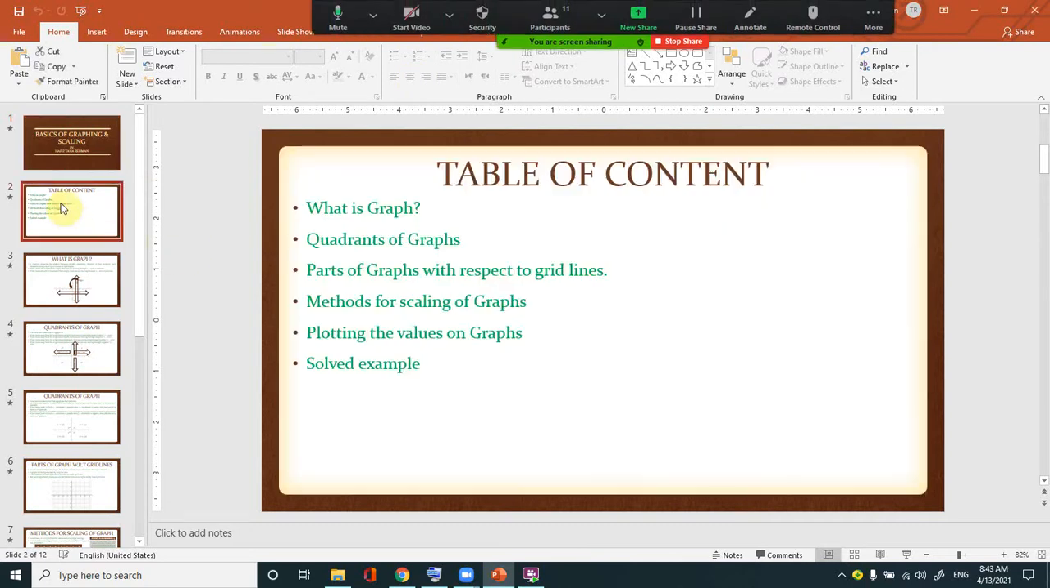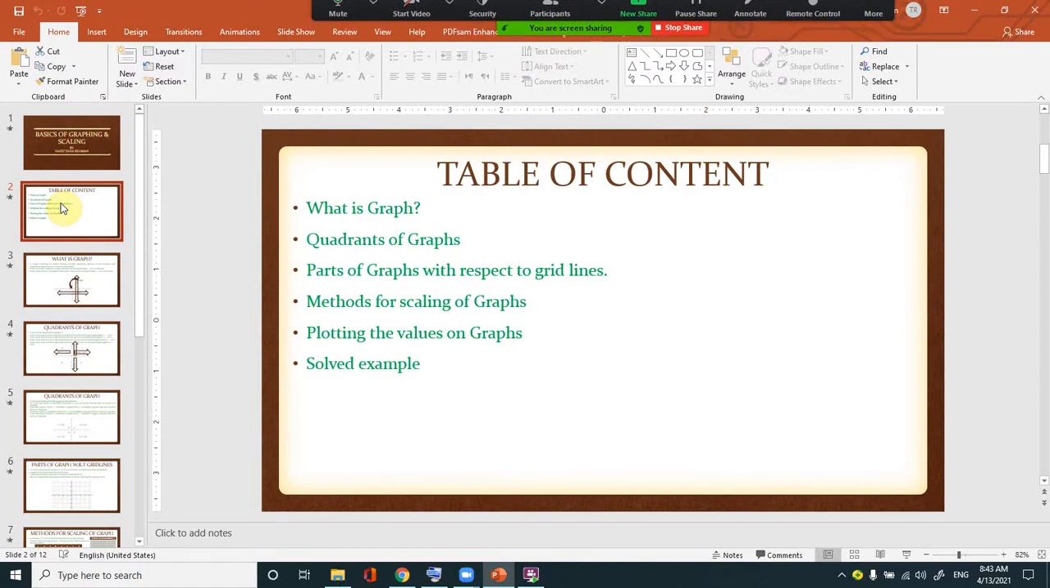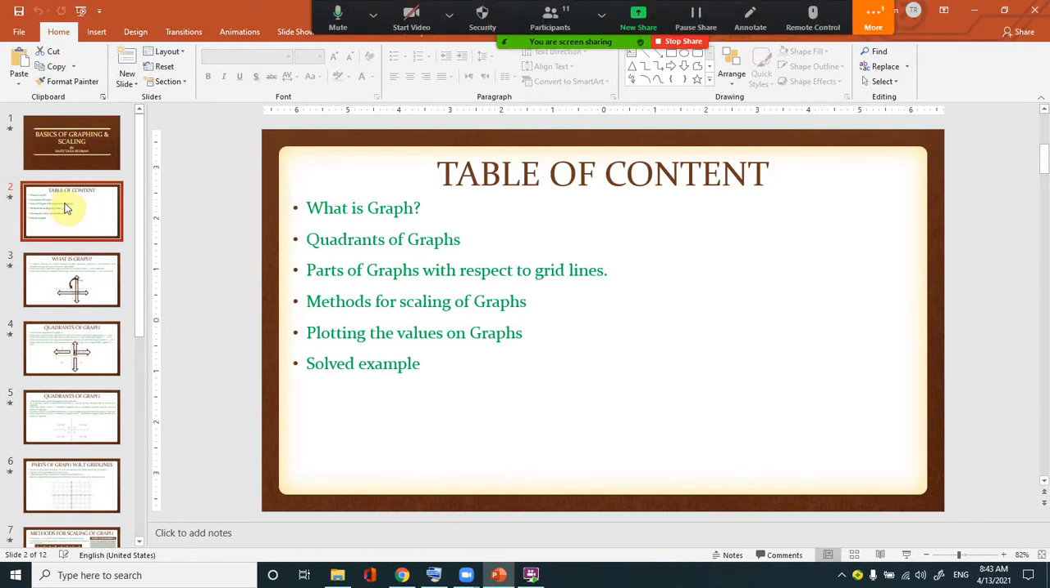So first of all, let me tell you about the table of content. In this topic, we are going to cover what is graph, quadrants of graph, parts of graph with respect to grid lines, method for scaling of graphs, plotting the values on graph, and solve examples.